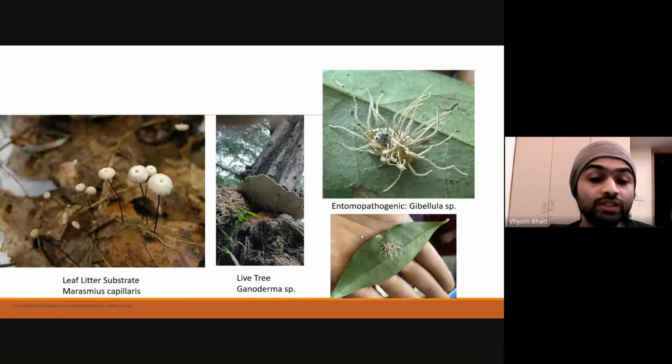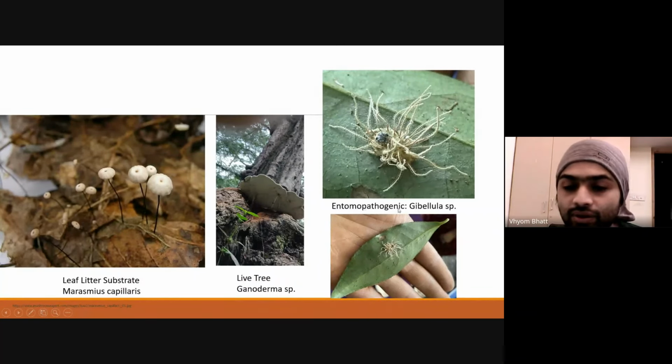Then there are mushrooms which grow on dead leaf litter. So Marasmius capillaris is an example for that. As I said, if you are in a city, you will see a polypore growing on a live tree. So you have this Ganoderma species growing on a tree over here. I found this in Cubbon Park 1 year back.